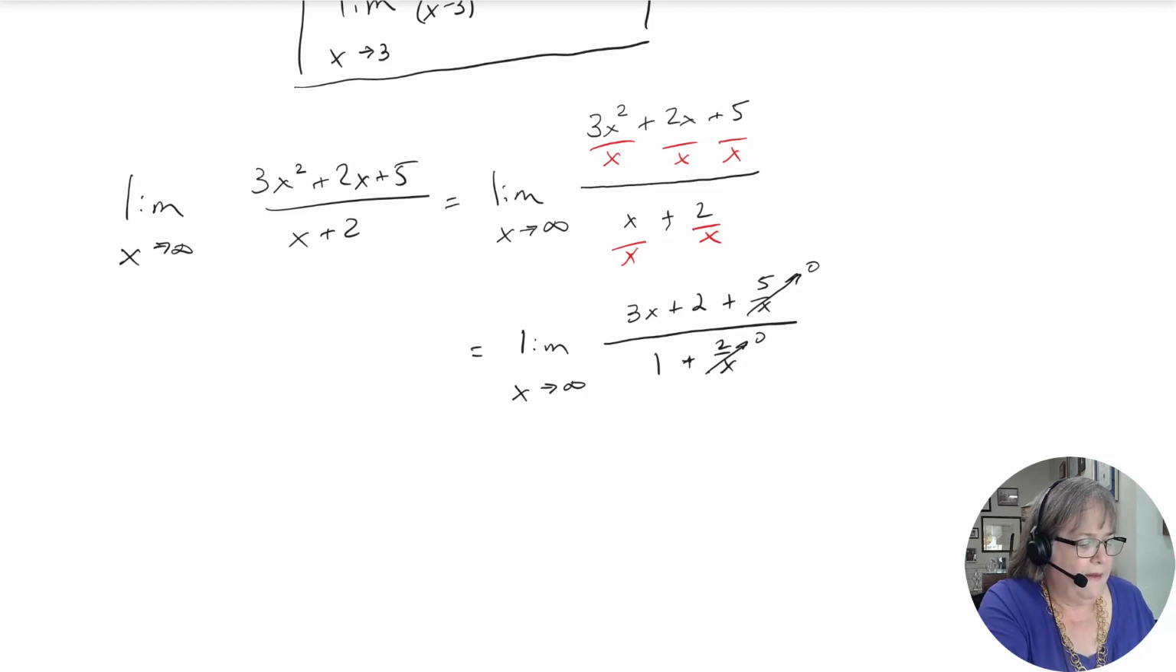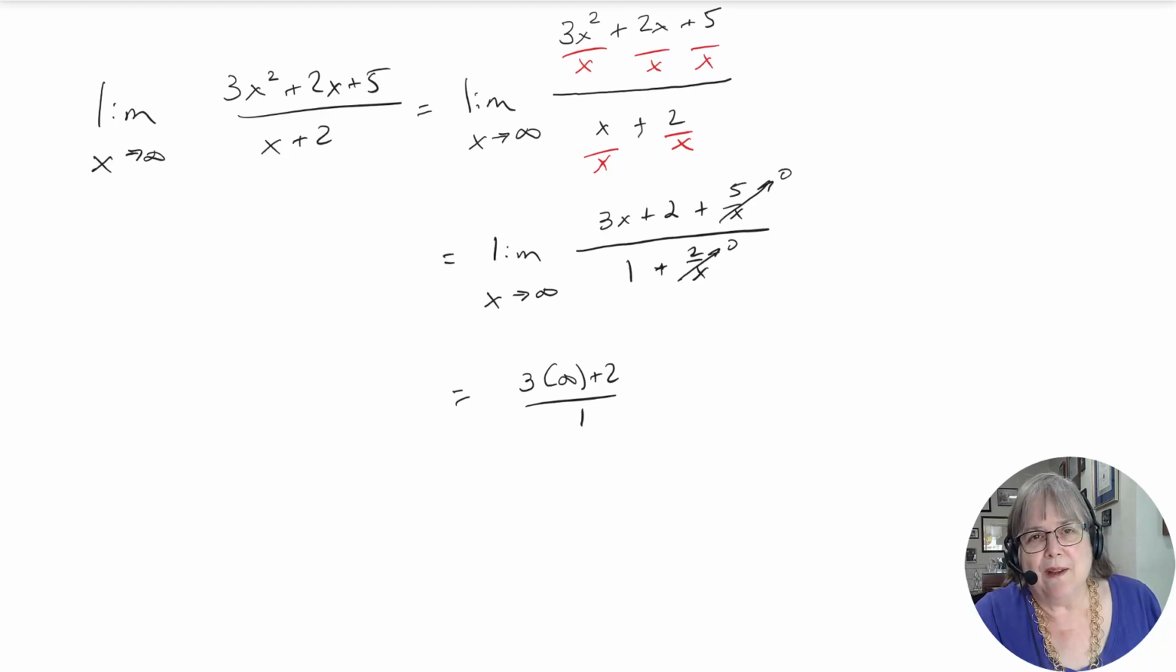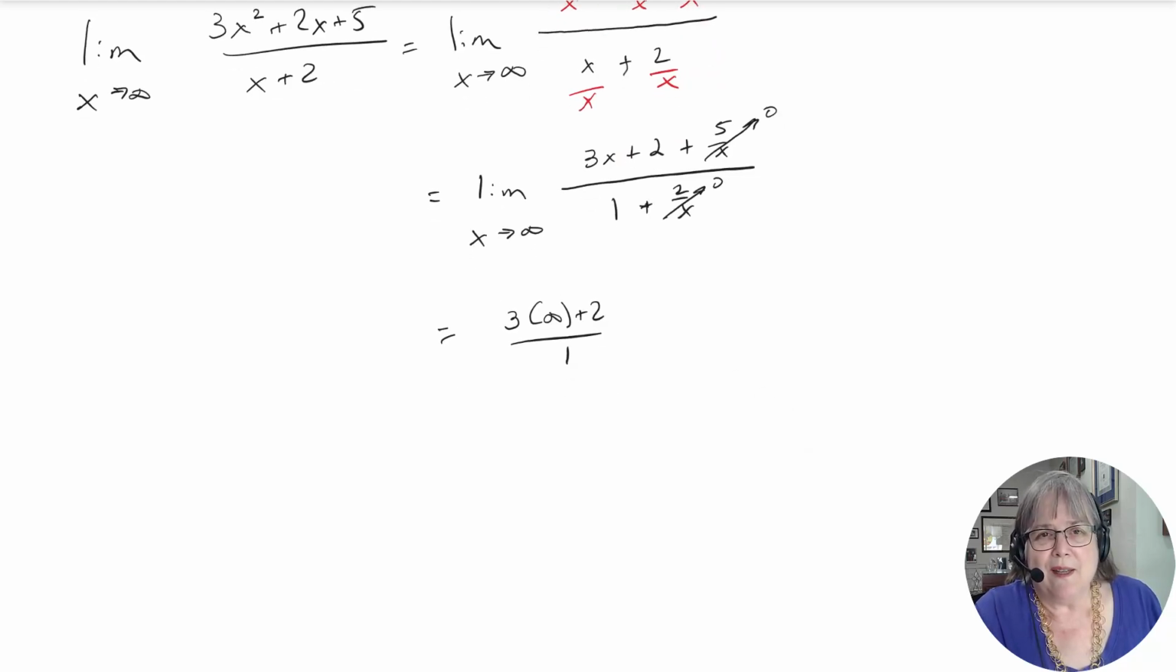So then you have 3 times infinity plus 2 over 1. Now, 2 added to 3 times a billion is really not significant. You don't write 3 times a billion or 3 billion or 3 trillion. 3 times some humongous big number is just an even larger, more humongous big number. So you still just write infinity.